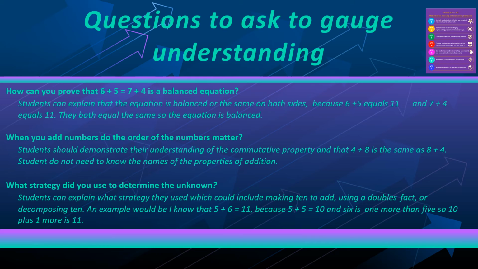I could also ask the question, what strategy did you use to determine the unknown? Here, we're hoping that the students will give us a strategy such as a doubles fact. So maybe for the equation 5 plus 6 equals 11, the student would be able to explain to us that they knew 5 plus 5 equaled 10, 6 is 1 more than 5, so if they do 10 plus 1, the answer would be 11.